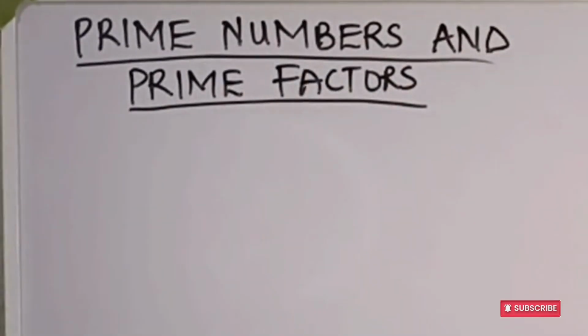Prime numbers and prime factors. So what is a prime number? A prime number is a number that has only two factors. So any number that has only two factors is called a prime number. Okay, a prime number has two factors. What are those two factors? 1 and itself.